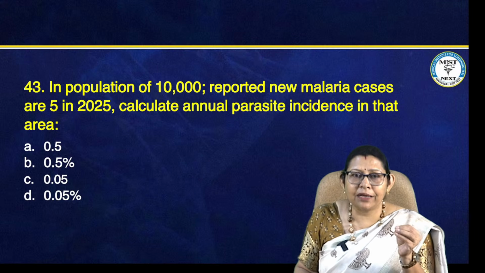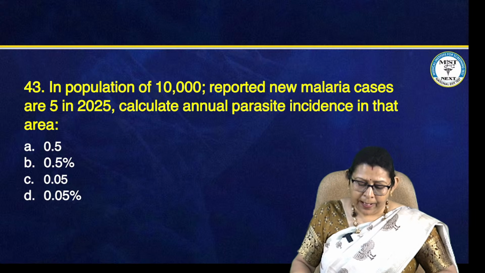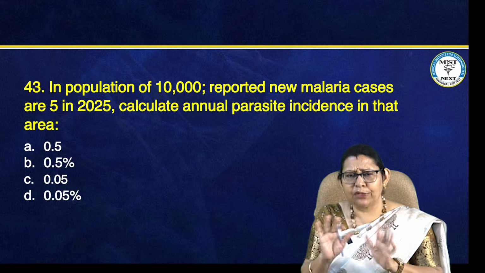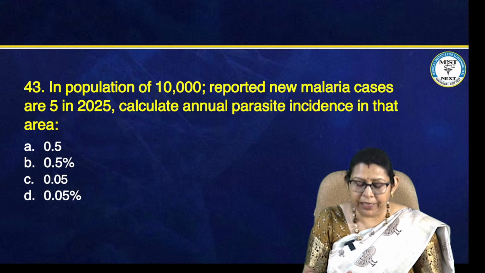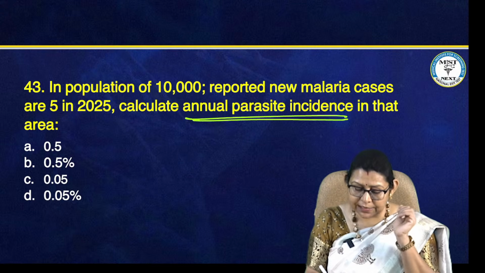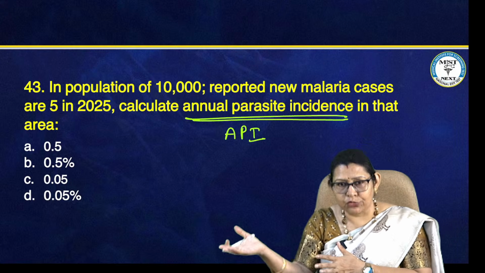Coming to the numericals from the diseases, yes, very commonly they ask about the case fatality rate, secondary attack rate, and some of the malaria indices. Then calculate the annual parasite incidence. Again, these are concept based questions. You should know the definition of those indices of malaria. Annual parasite incidence, or API, is new malaria cases per 1000 population.